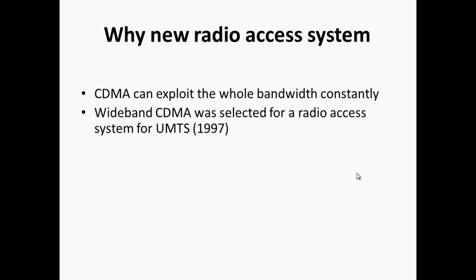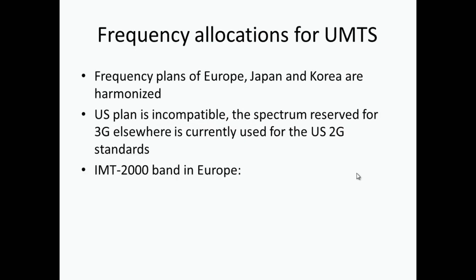WCDMA not only supports voice communication but also carries data at high rates, for example TV video streaming and interactive sessions. Now, the frequency allocations for UMTS in Europe, Japan and Korea, the frequency plans are the same, but the US is incompatible with the other areas. The standards that the US is using as 2G are used as 3G in other countries.